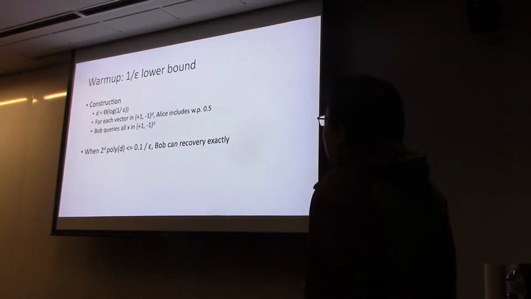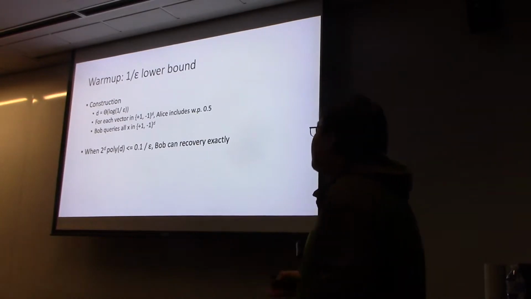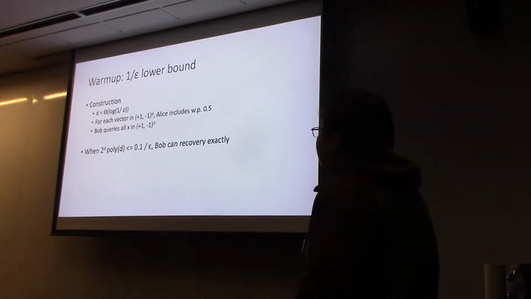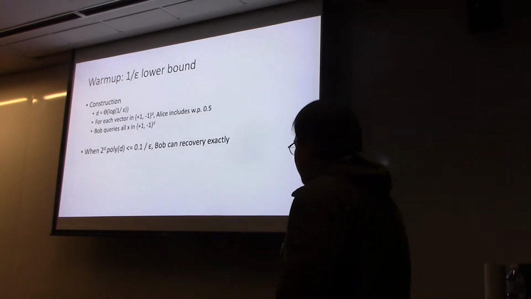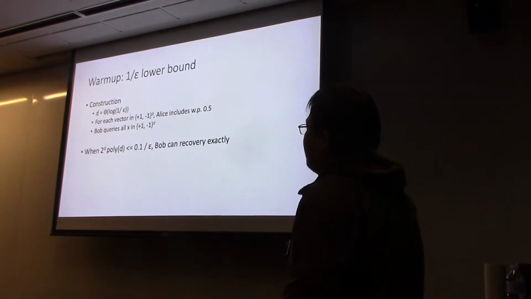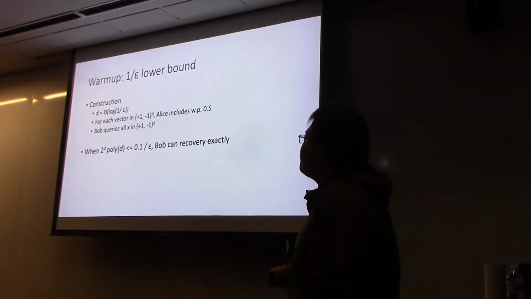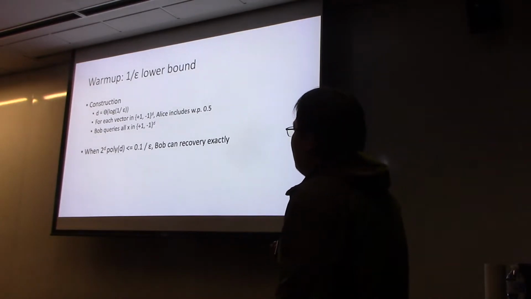Okay, so let's first sketch a 1 over epsilon lower bound. This is not tight, but this gives us the intuition of why there should be a lower bound. Let's consider the following construction. The dimension of the vectors is d. It is roughly log 1 over epsilon. And suppose there are a bunch of vectors coming from signs. All the vectors are signs.